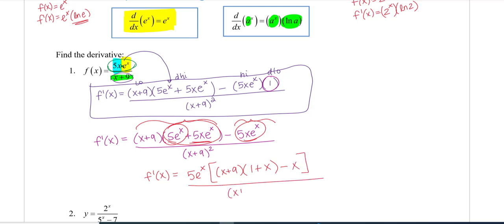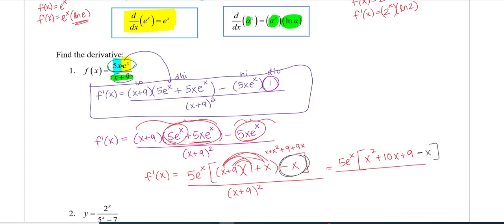And I certainly could keep going because this numerator does get a little bit nicer. You do not have to go this far unless you wanted to. So let's see, if I multiply or expand this out, binomial times binomial, so I get x times 1 is x, x times x is x squared, 9, and 9x, so I have 10x. So I have x squared plus 10x plus 9, oops, minus x, don't forget.